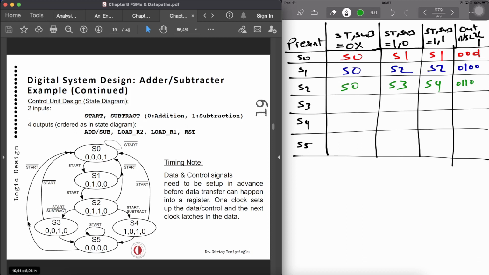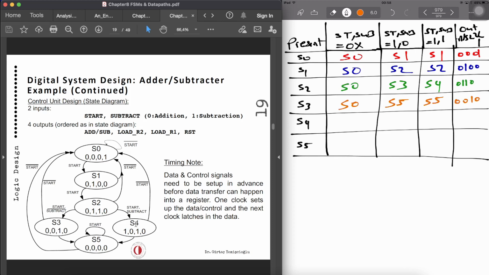Then, when we are in S3, if start is deasserted, in S3 it will go back to S0, and if start is 1, we go to S5. And if start is 1 and there is a subtract, then it has to go to S5 as well, because we have to reset and go back to S4. So we cannot go directly over there. And the output over there is 0010.